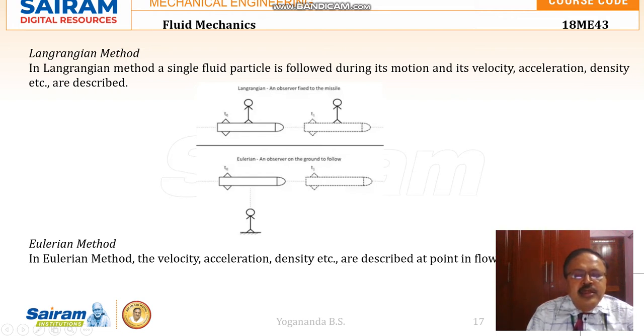In the Lagrangian method, the observer will follow only the movement of one single particle till the end. But in the Eulerian method, the observer is fixed to one position. In the Lagrangian method, the observer will move on as the fluid particle moves. So in the Eulerian method, the velocity, acceleration, density, etc. will be described at a fixed point in the fluid flow.